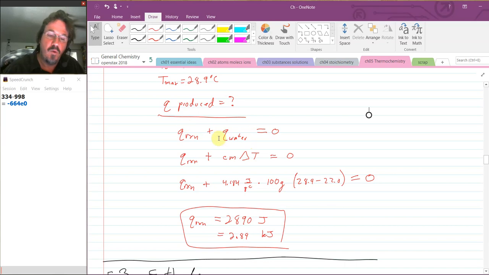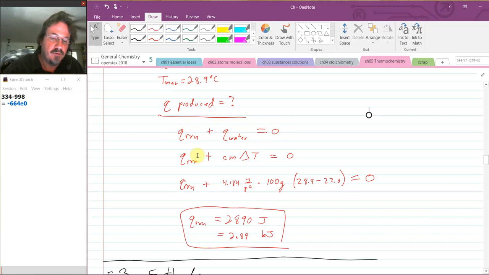In this case, the heat for the water is positive because it absorbed the energy. That's why its temperature went up. The heat of the reaction is negative. That seems counterintuitive at first, but if you are the reaction and you're producing heat, that is to say, you're giving it off, you're releasing it, well then you're losing that heat and it's negative for you. So Q reaction is negative, Q of water is positive. When we add them up, we get 0.